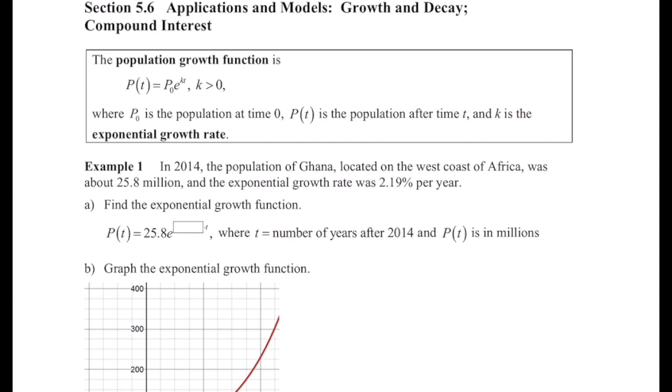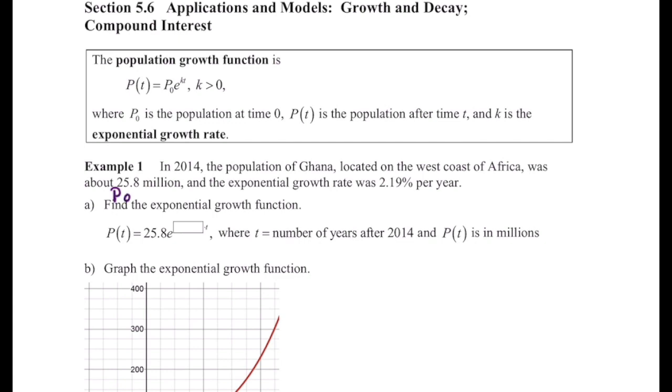So let's look at, in 2014, the population of Ghana, which is located on the west coast of Africa, was about 25.8 million, and the exponential growth rate was 2.19% per year. Using this information, let's find the exponential growth function. So the population with which we're starting at this particular time is 25.8. So 25.8 is our P sub 0.